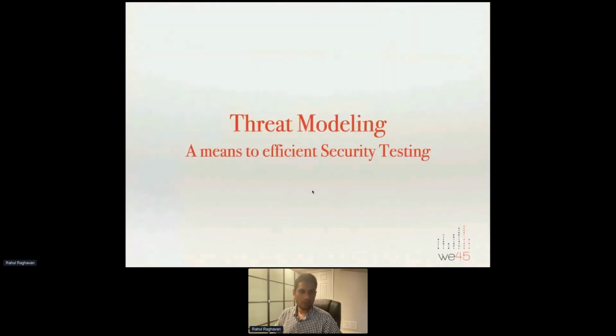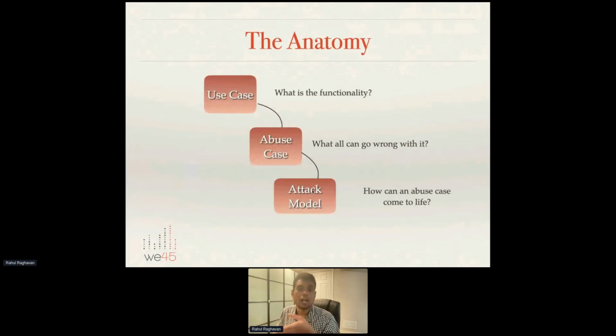Now, let's look at how threat modeling, and more particularly the story-driven threat modeling model, integrates with security testing as we know it. That's an interesting look we've taken in this section. You remember the anatomy we talked about earlier, which is the use case, the abuse case, and the attack model. Now we're going to add one more step to this tree, and that step is test cases. We stopped with the attack model, which is how an abuse case can come to life. A test case is really testing that: how plausible are they?